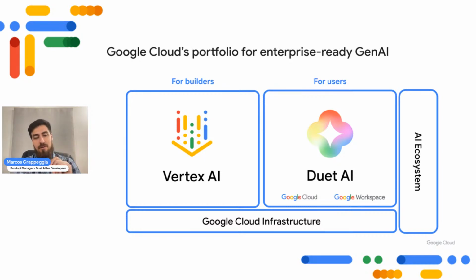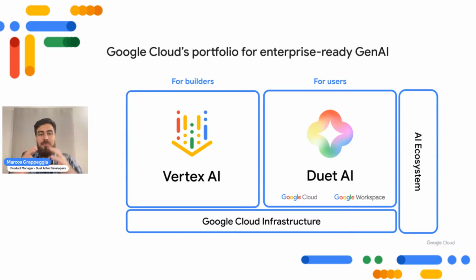The first thing I want to do here is provide a quick overview of the broader Google Cloud portfolio for enterprise-focused generative AI. So, of course, we have an ecosystem. At the foundation of it is Google Cloud's infrastructure: VMs, GPUs, TPUs, orchestrators, all of the foundational things which make all of the more abstract layers possible.